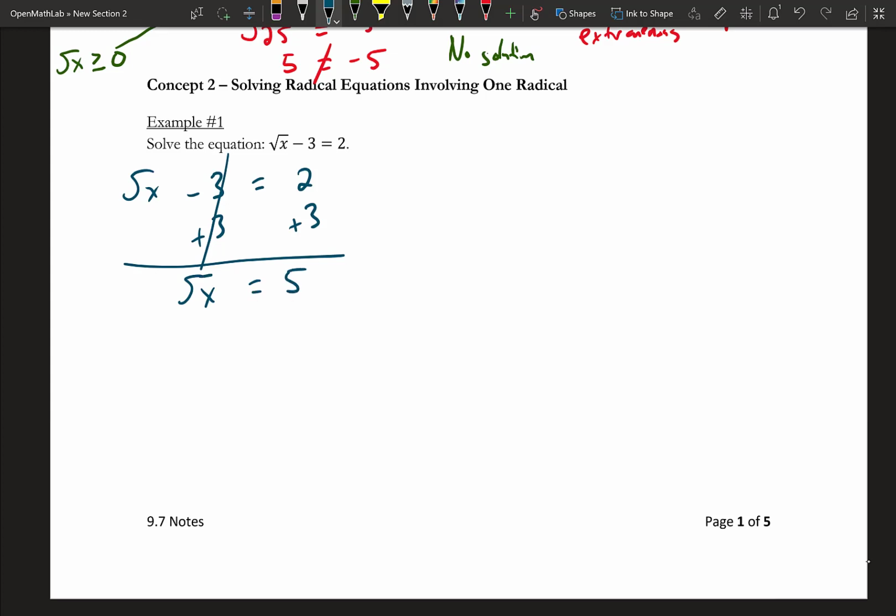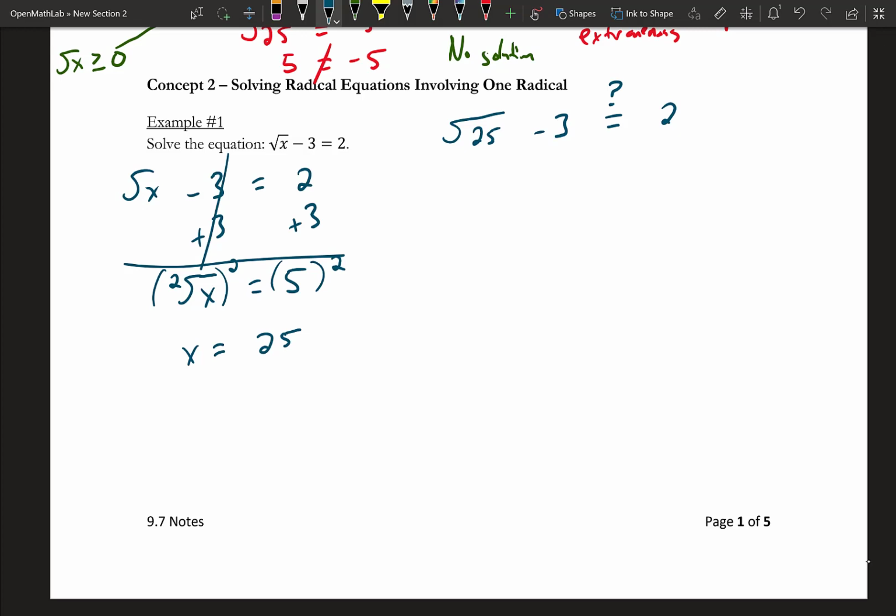And then, the index here is 2, right? It's just not written. So what I need to do is take both sides to that power, right? So then that gives me x equals 25, right? 5 squared is 25. So then now what I want to do is check this to see if it works. So if I take the square root of 25 and I subtract 3 from it, does this equal 2, right? And I'll put a question mark above because we're checking to see if that's equal.